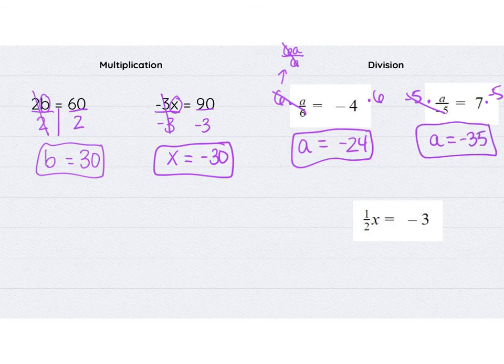And this one's a little different with the fraction in front. We kill the fraction here, aka get rid of it. You multiply by the reciprocal. The reciprocal is the flip of the fraction. So the reciprocal of 1/2 is 2 over 1, and that cancels out, because that's what we want. That gives us 1x, which is x, and that equals -3 times 2 is -6. So x is equal to -6.